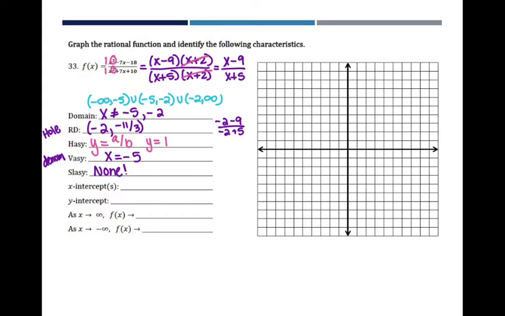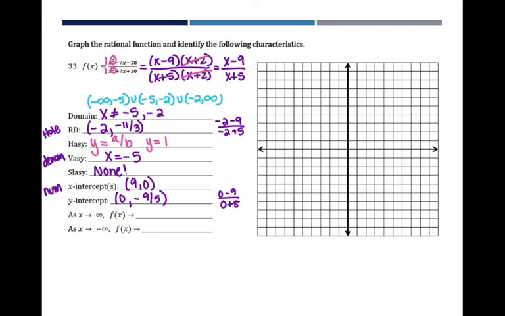X-intercepts come from the numerator. So my numerator had a leftover piece of x minus 9, so that means I'm going to have an x-intercept at (9, 0). And then for my y-intercept, I'm going to plug in 0 into my leftovers. So that gives me 0 minus 9 over 0 plus 5, which is -9/5.